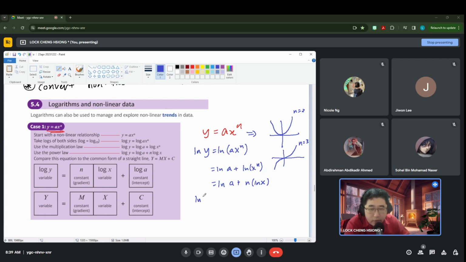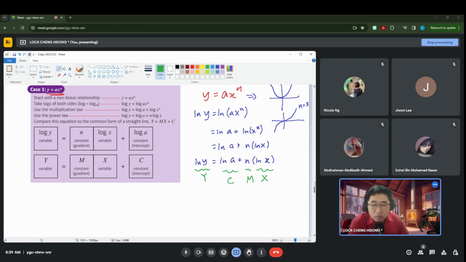Once I write it in this form, what can I observe? I realize that it fulfills a straight line form. This is like my capital Y, this is my capital X, this is like my capital M, and this is like my capital C. Therefore, we managed to convert it into a straight line form.